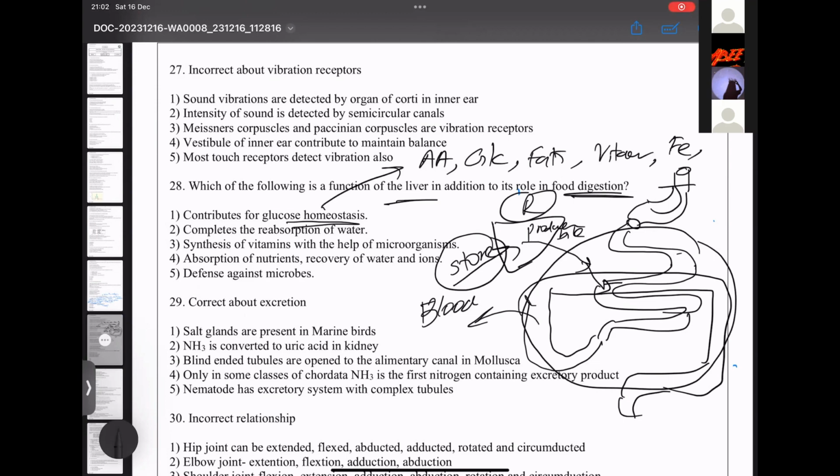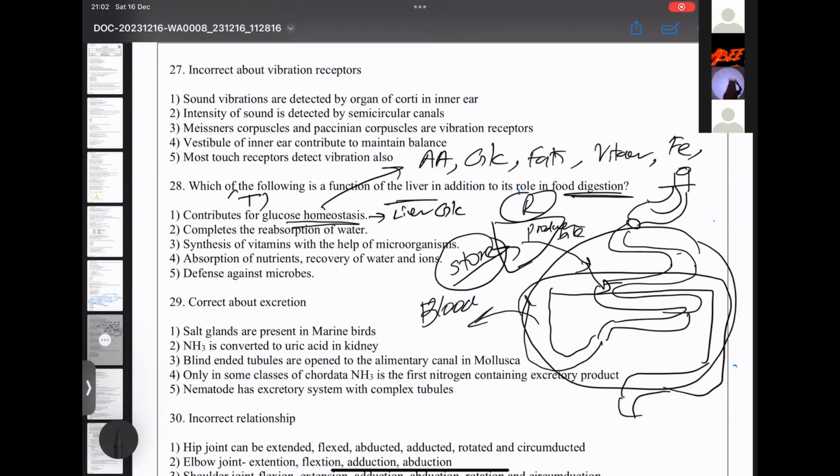So then glucose homeostasis. What is the meaning of homeostasis? Homeostasis means maintaining a constant environment in the body. When there's too much glucose in the blood, the liver takes up glucose and stores it. Likewise, when there is less glucose in the blood, the liver releases glucose. Both of these happen under hormonal influence. When you are starving, you want to release glucose into the blood, so you use the hormone glucagon. When you have eaten a lot after a meal, you want to take glucose into the liver to decrease the glucose in the blood, so you use the hormone insulin. So contributing to glucose homeostasis, yes, 100% true.